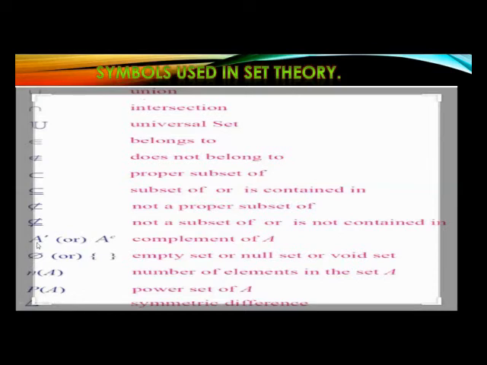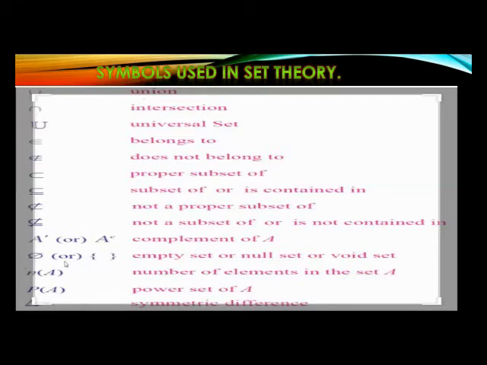The next is A. A is the name of any set. Over that, if we have a small dash, or that dash can be written as C, it means complement of a set. So C is representing complement of the set.